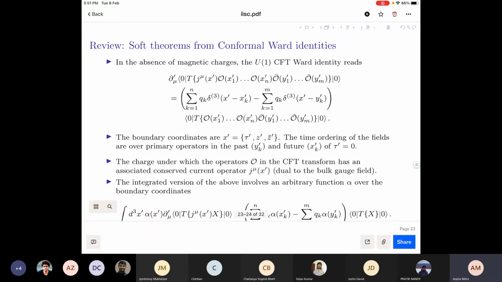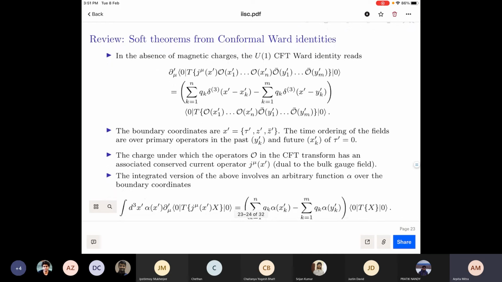In this Ward identity, J mu is the conserved current, and two coordinates are introduced, x1 and y1. The y's denote the past scatterings. We are assuming that the scattering region is at the center of this AdS space time, around tau equal to 0.